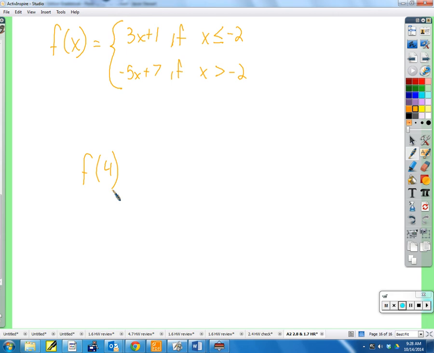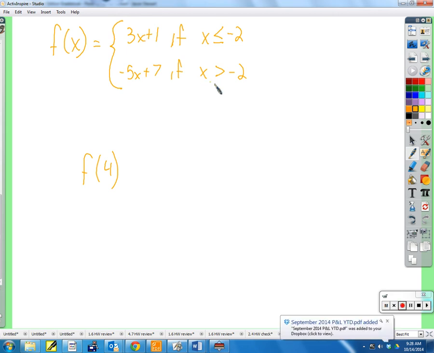But here's the question. Do I put 4 in here and in here? That doesn't make sense, right? I don't want two different outputs. Which one do you think we're going to put 4 into? We need to choose one of the functions, only one of them. Which one should it be? The bottom one. Why? Because x has to be greater than negative 2, and 4 is. Yes, 4 is greater than negative 2, and if x is greater than negative 2, which 4 is, you use this function. That's all piecewise function means.